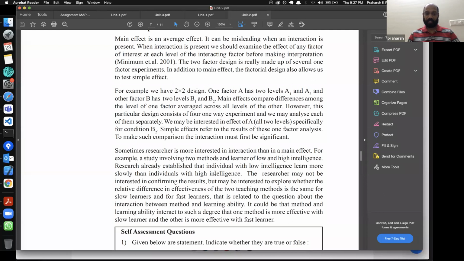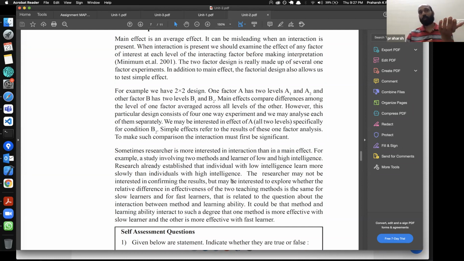The researcher may not be interested in confirming the results because they already know that if your IQ is low, you will study slow. If your IQ is comparatively higher, you will definitely learn faster. But the researcher may be interested to explore whether the relative differences in effectiveness of two teaching methods, let's ignore that and let's say Chavanaprash for low IQ group and high IQ group, is the same for slow learners and fast learners. That is related to the question about the interaction between learning and learning ability.